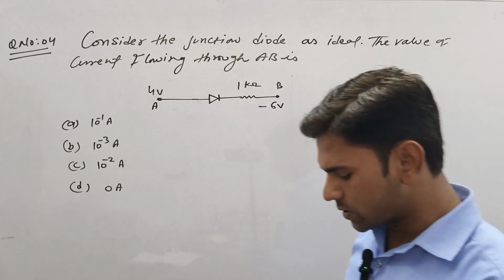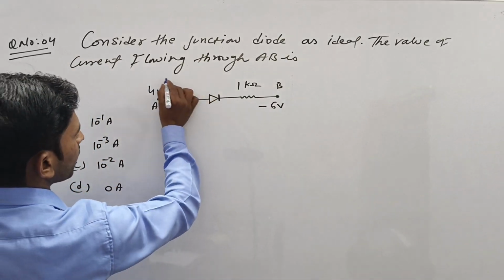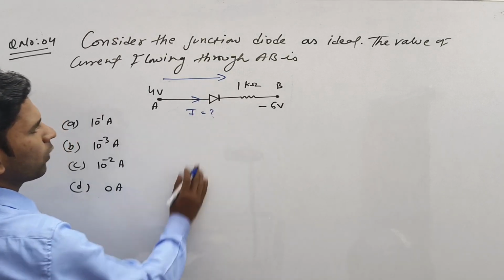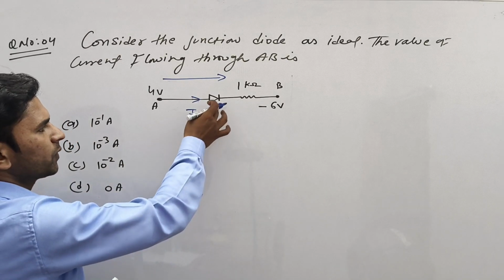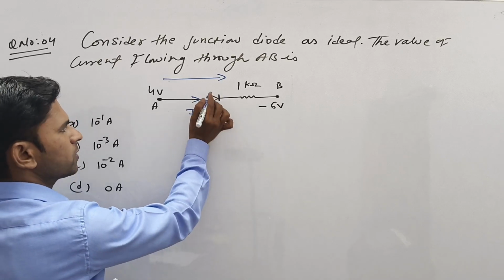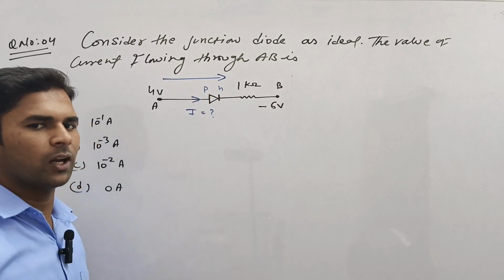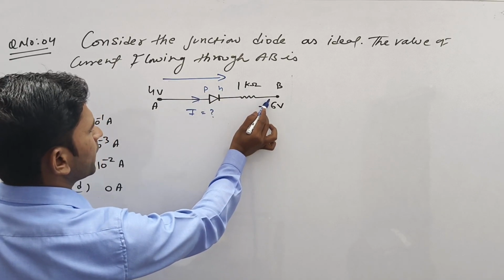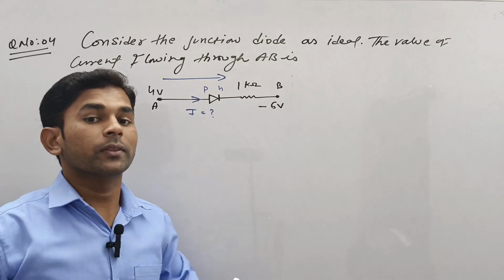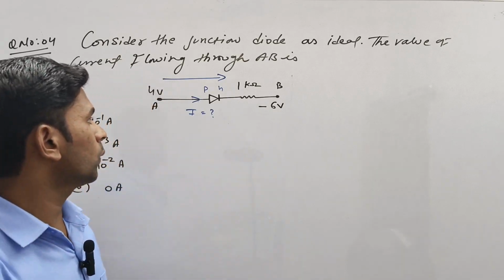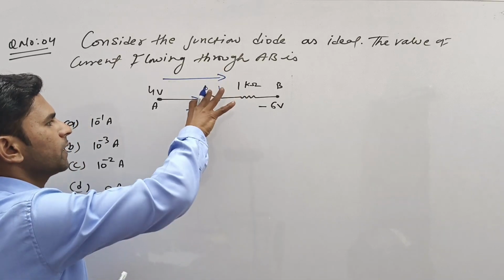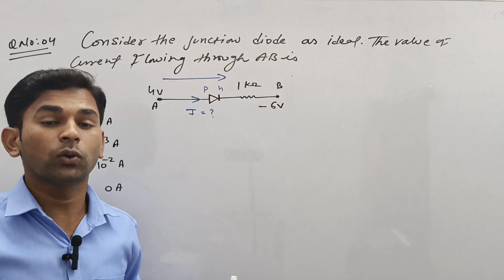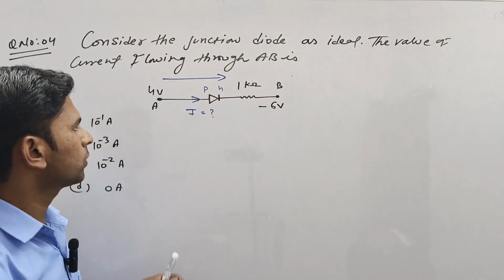To start solving this problem, we need to find the value of current flowing through A to B. You know this type of arrangement very well; this diode is called a PN junction diode. It means positive is connected with positive and negative with negative. This shows the forward biasing situation, so we can find the current. If it were not like this, that is called reverse biasing, and there will be no flow of current. So now how can we solve?